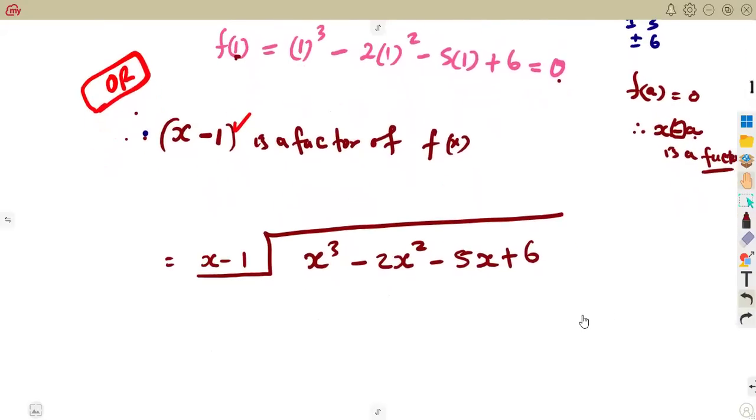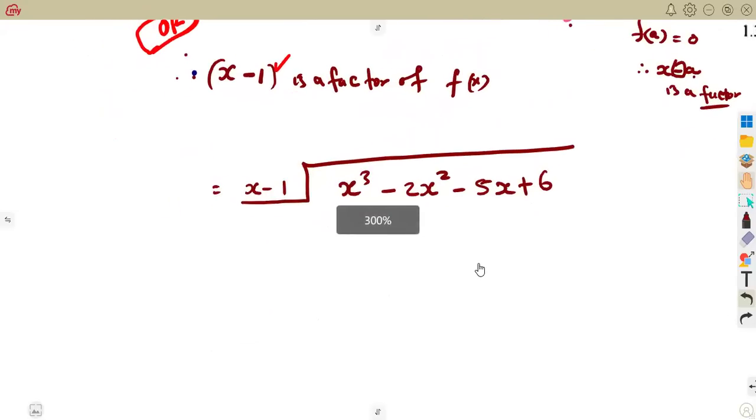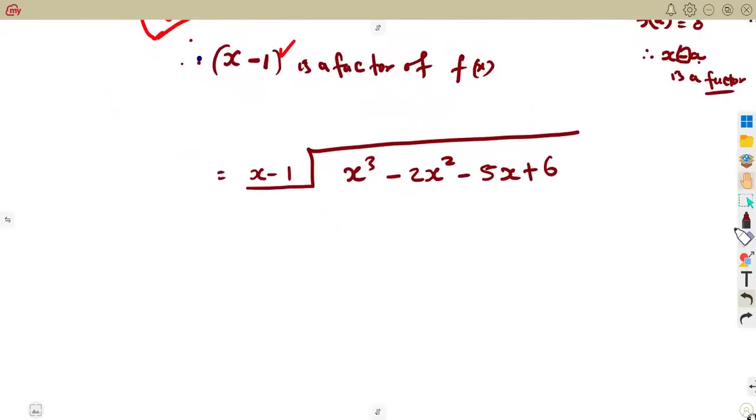So sometimes in most cases, they will give you that factor. Say, given that x minus 1 is a factor of f of x, factorize f of x fully or find the other 2 factors. But in our case, we were not given. It is up to us to determine that first factor. After determining it, we apply our long division. All right, so let's apply, guys, our long division.